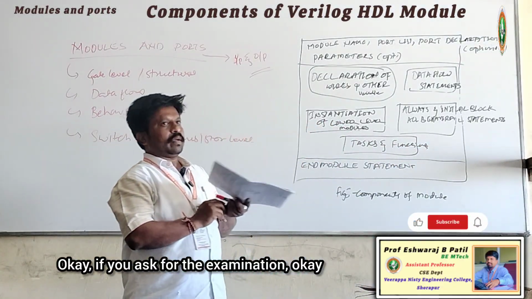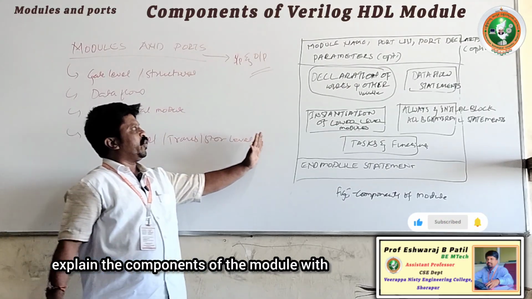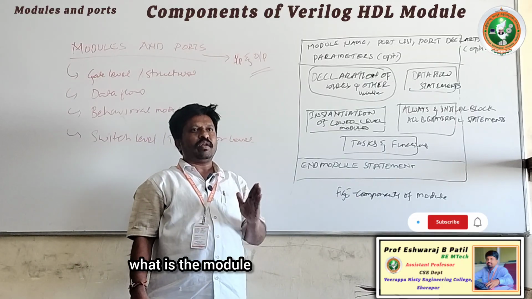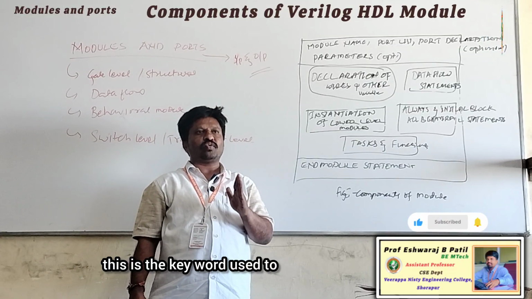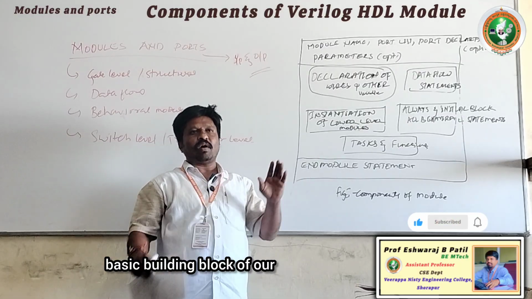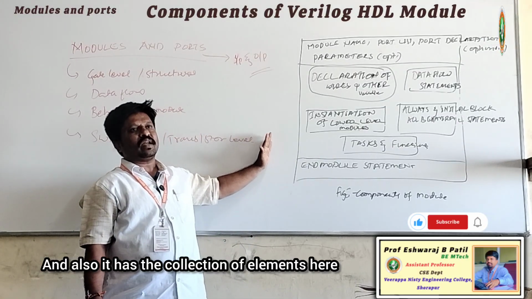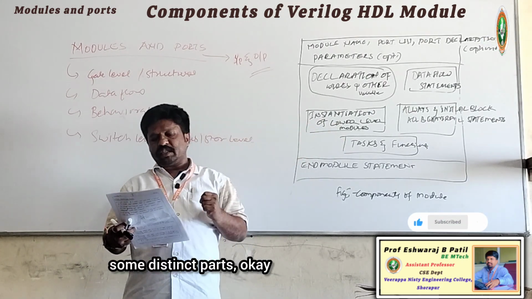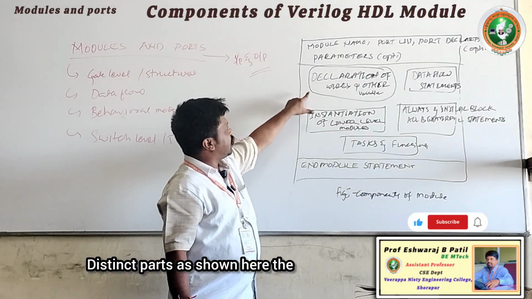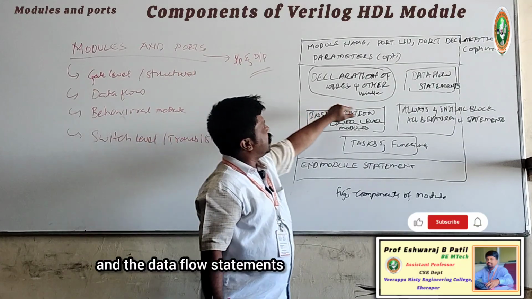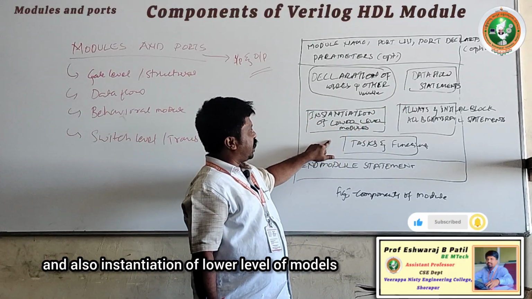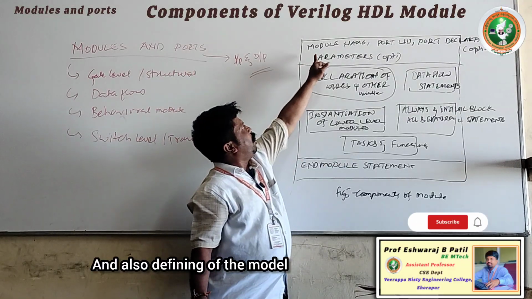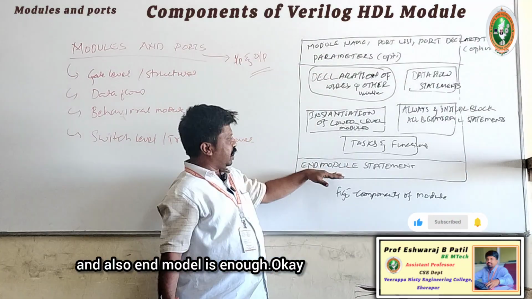If you are asked in the examination to explain the components of the model in detail, then you should write that the model is the keyword used for the collection of the basic building blocks of Verilog HDL, and it has a collection of elements or blocks, and also some distinct parts. The distinct parts, as shown here, are the declaration of wires and data flow statements, instantiation of lower level models, behavioral model block, task container, and the defining of the model. This is the model keyword, and end model is also needed.